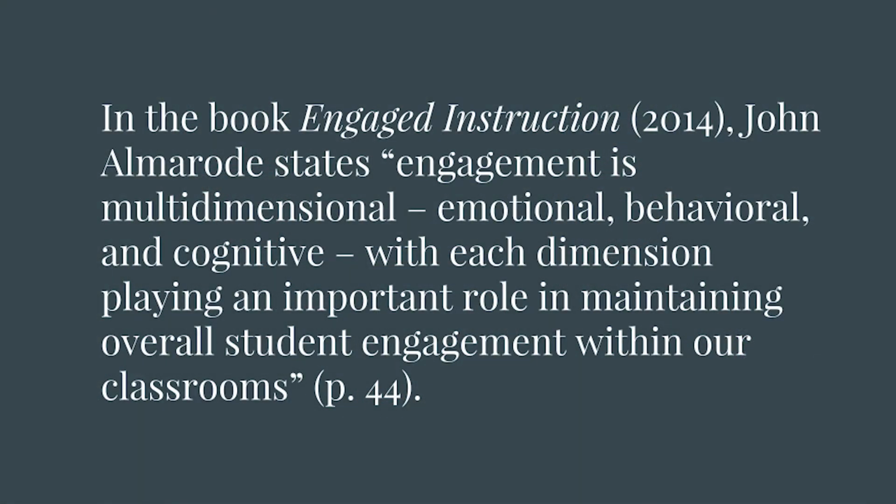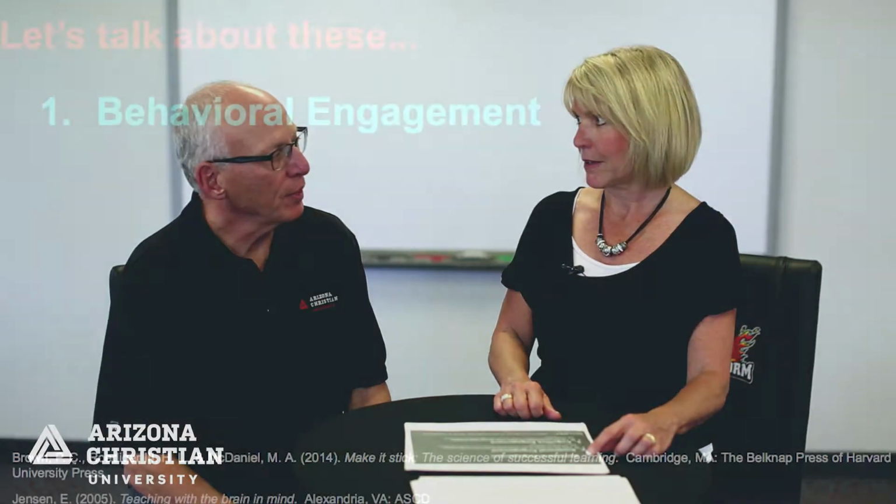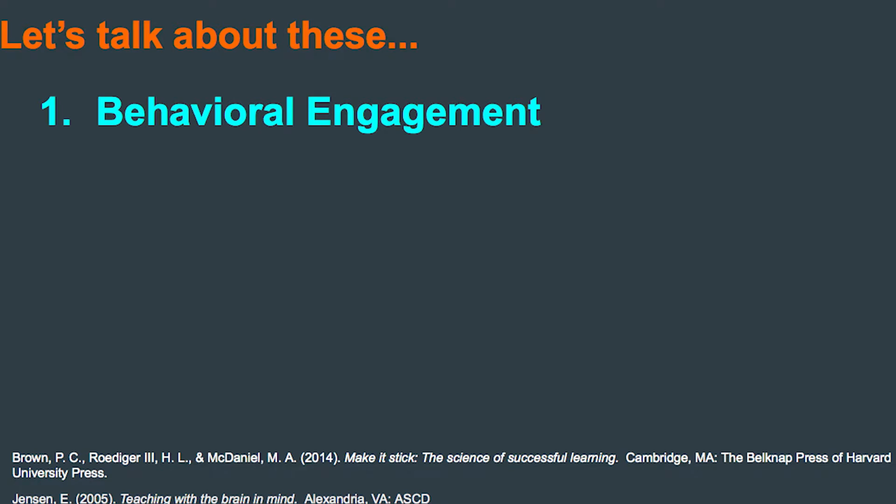Okay, so in a book called Engaged Instruction, John Almarode states that engagement is multidimensional. So it's emotional, behavioral, and cognitive, with each dimension playing an important part in maintaining overall student engagement in classrooms. So if we think about those three kinds, let's talk about them. The first one? Behavioral engagement? So what is that?